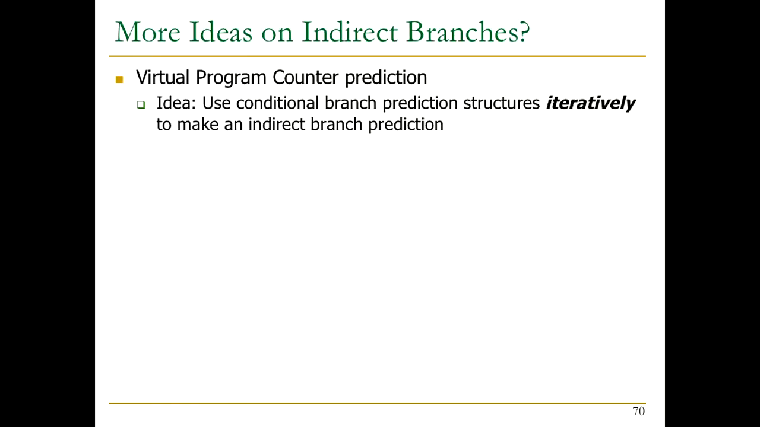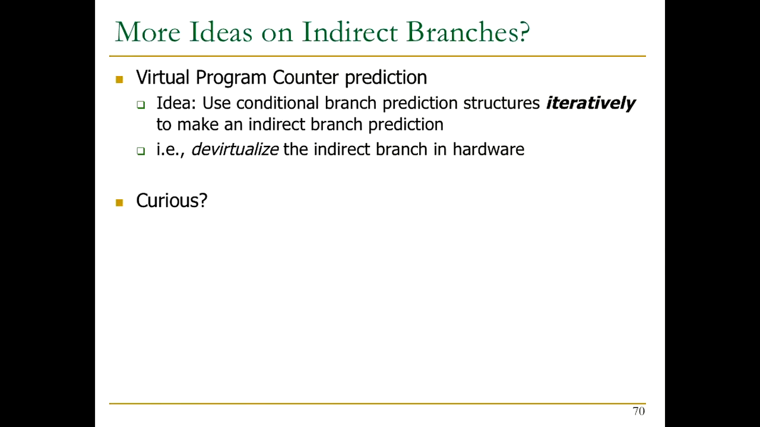So if you think about an indirect branch, it's not clear when you really need an indirect branch. Maybe returns are an example. But if you're, for example, implementing a case statement, you could always turn that into multiple conditional branches, right? It's really a sequence of conditional branches. And the idea is to do that in hardware. Use the conditional branch prediction structures iteratively to make an indirect branch prediction.